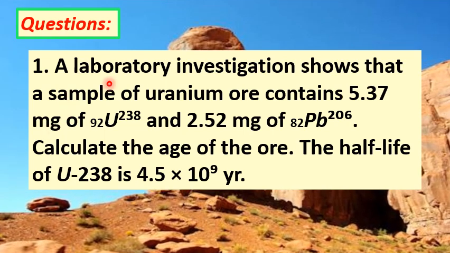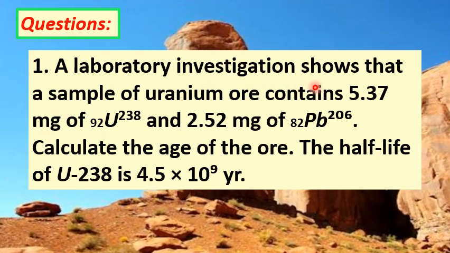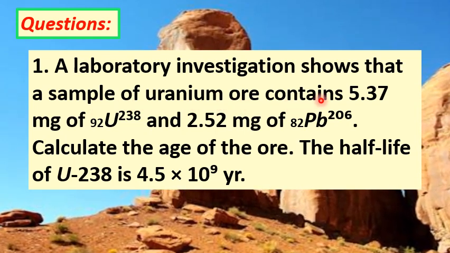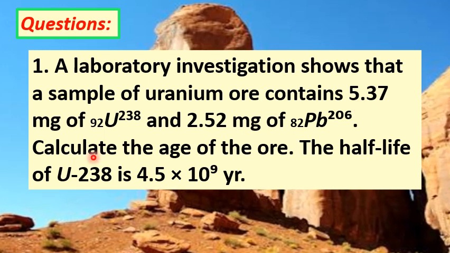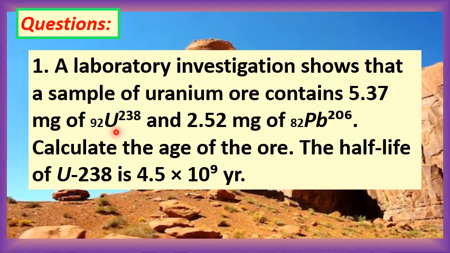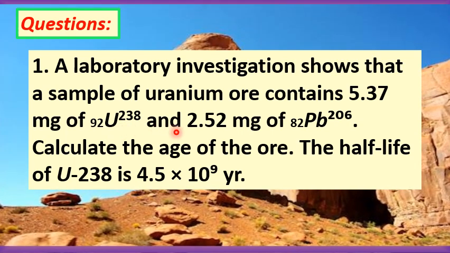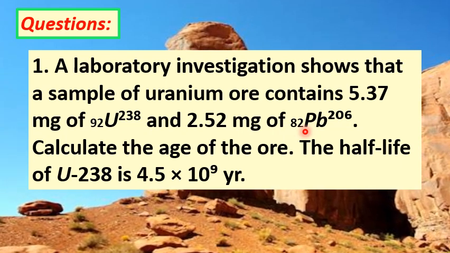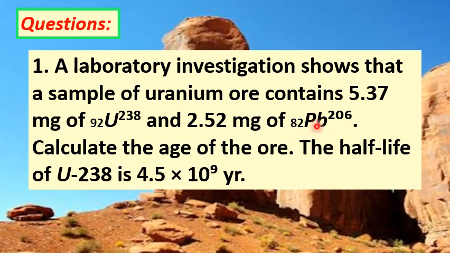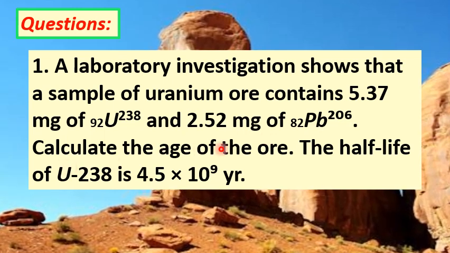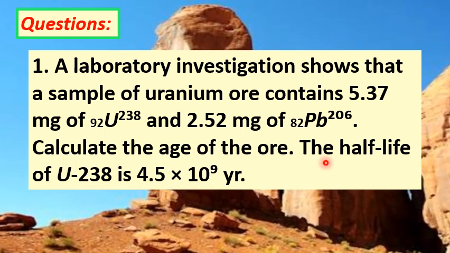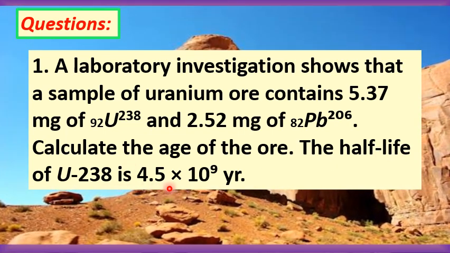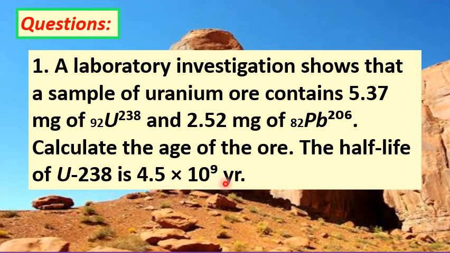Question number 1. A laboratory investigation shows that a sample of uranium ore contains 5.37 milligrams of the uranium-238 isotope and 2.52 milligrams of the isotope lead-206. Calculate the age of the ore given the half-life of uranium-238 equal to 4.5 times 10 to the 9th year.